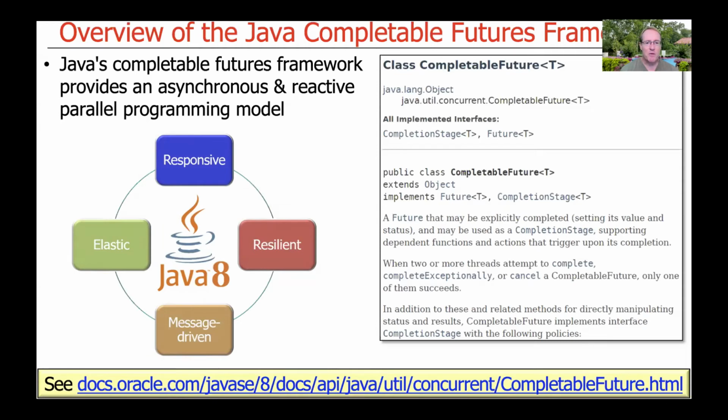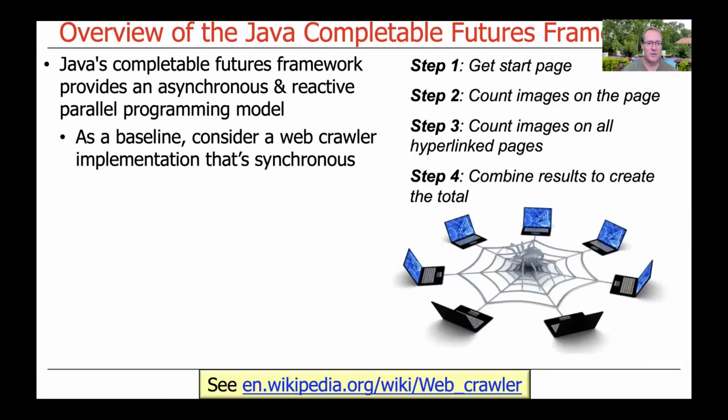So Java's Completable Futures framework provides an asynchronous and reactive parallel programming model. And you'll see here in a second what that means. It's really quite a bit different than what you may be accustomed to if you're familiar with what we get with Java parallel streams. It's a very different way of programming in a lot of ways.